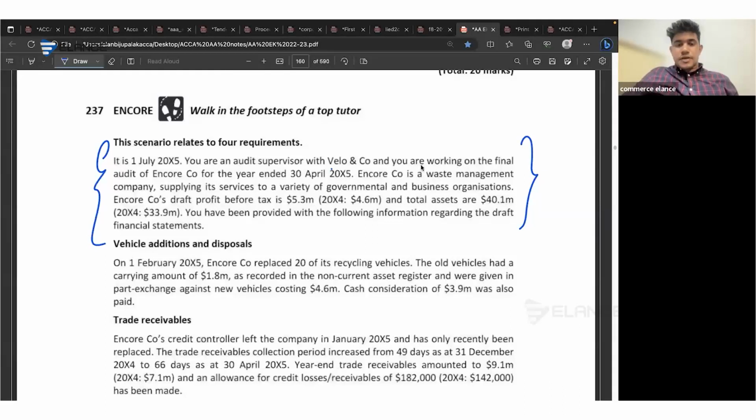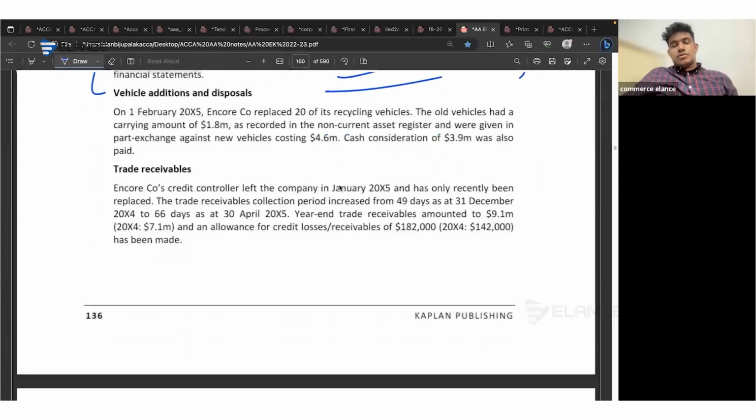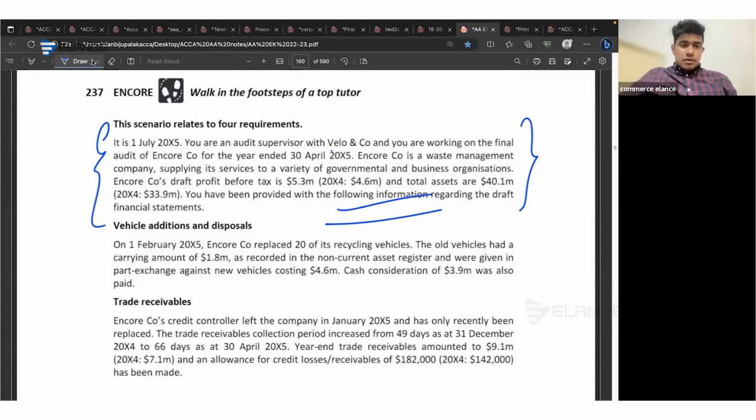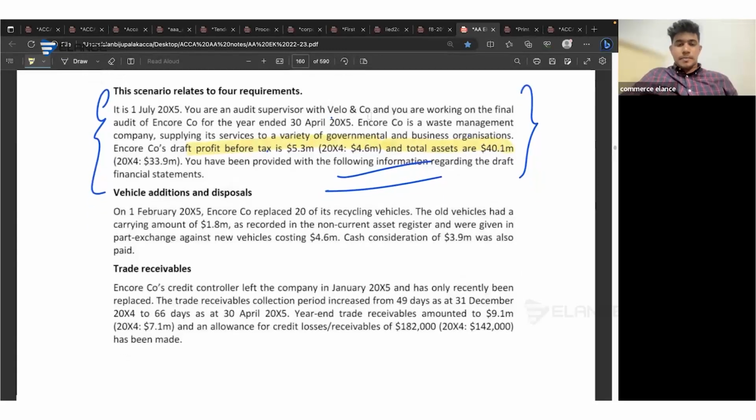Encore Company is a waste management company supplying services to a variety of government and business organizations. Encore Company's draft profit before tax is 5.3 million. Total assets are 40.1 million. You have been provided with the following information regarding the draft financial statements. So they have just given us an overview that Encore Company is a waste management company and their profit before tax is 5.3 million. They've got total assets of 40.1 million.